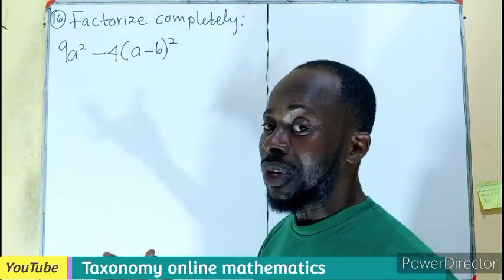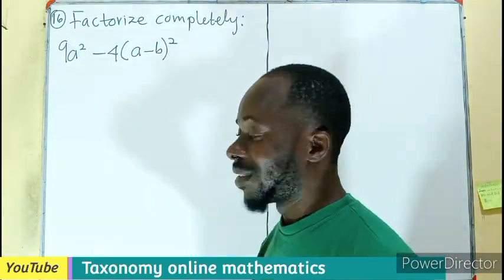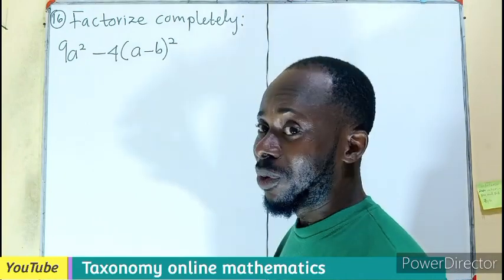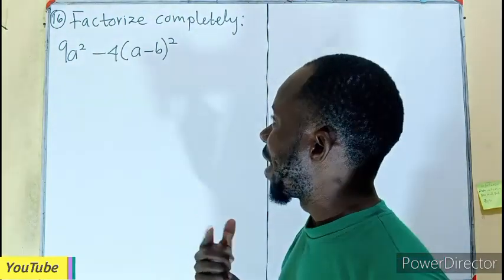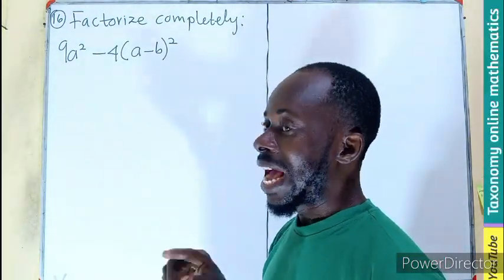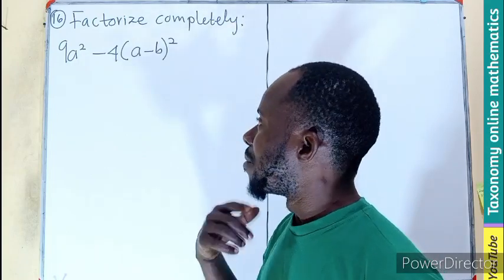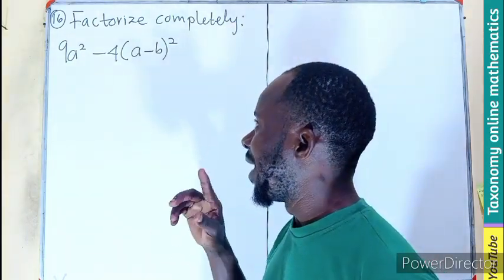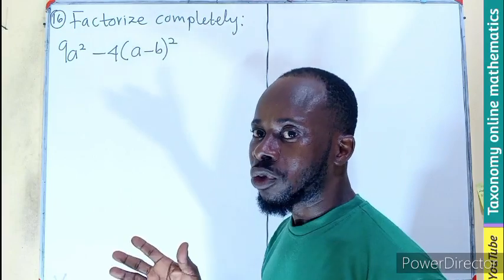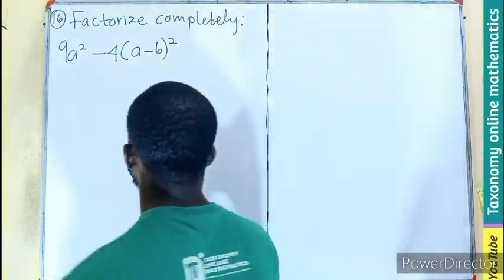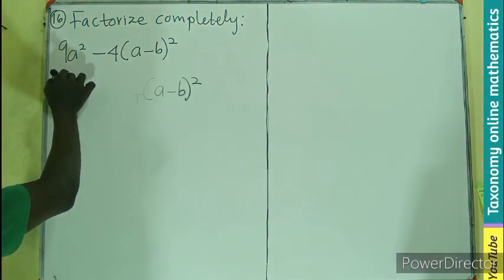We are still on the revision of random topics that we have done so far. Episode number 16. Factorize completely 9a squared minus 4 into bracket a minus b all squared. Now, let's see. How are we going to deal with this?